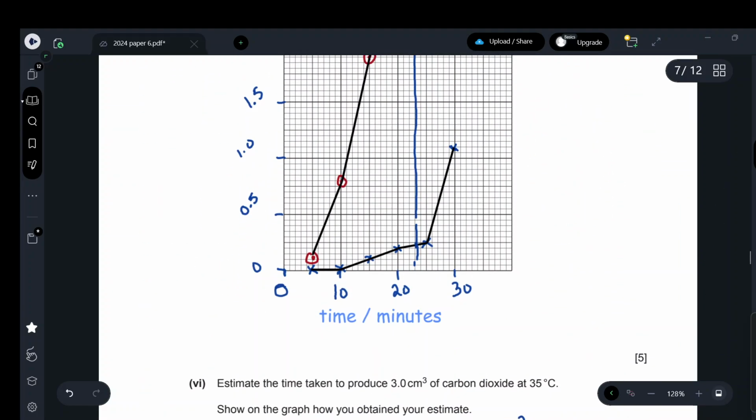Okay? This is 0.5. Let's correct the line. Okay, now it's correct. 0.5, and I put my line, draw the line point to point.